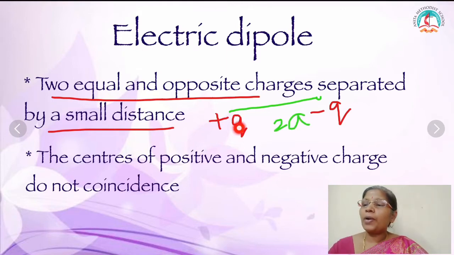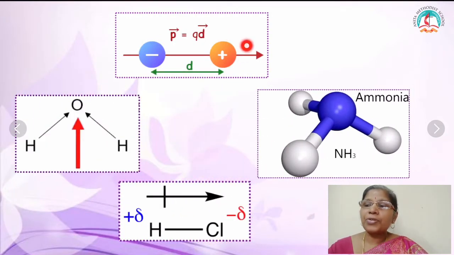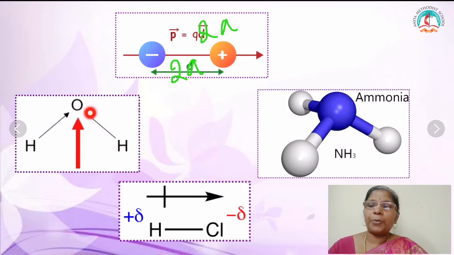Okay, now two equal and opposite charges separated by a small distance is called what? Electric dipole. The center of positive charge and the center of negative charge do not coincide. You see the diagram? This is a negative charge. This is a positive charge. Now I am taking the distance between both the charges equal to 2A. So here also I am representing the distance equal to 2A. And a few examples of dipole are water, carbon dioxide, HCl, ammonia, etc.